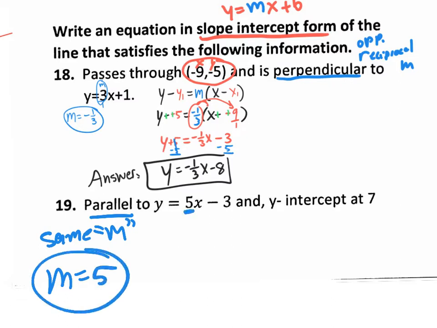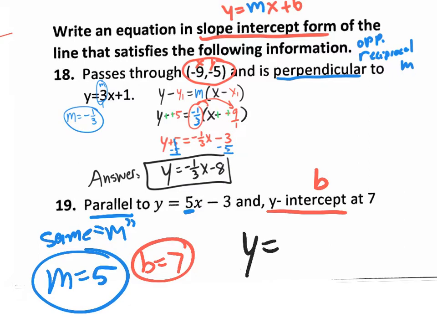That's our information. And what else do they give us? The y-intercept, also known as the b value, right? The b value happens to be 7. So if you know the m and you know the b, then you could just jump right into y equals mx plus b. It would be pointless to do point-slope form. You have a slope, you have a y-intercept, you might as well write in slope-intercept form because that's what they're asking for. Y equals 5x plus 7. There it is.